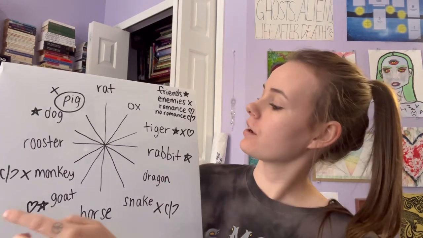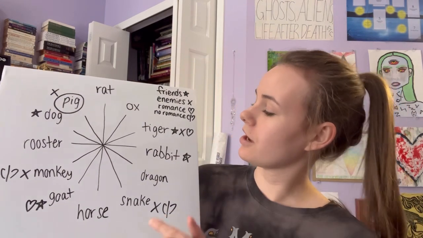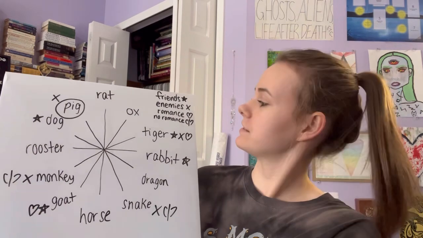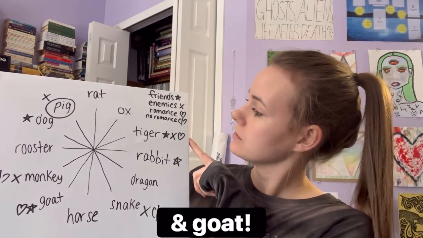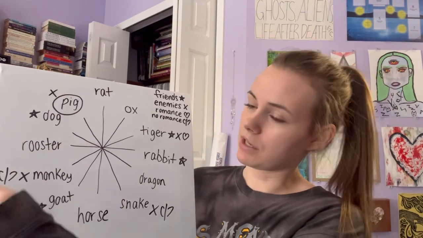Pig's friends are goat, rabbit, dog, and tiger, and their enemies are snake, monkey, tiger, and also other pigs. Possible romance with tigers, and possible not so much romance with snake and monkey.